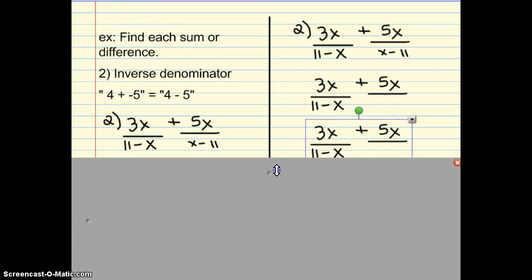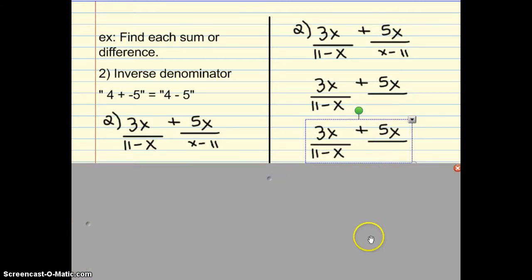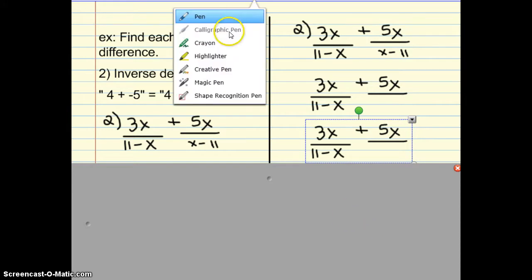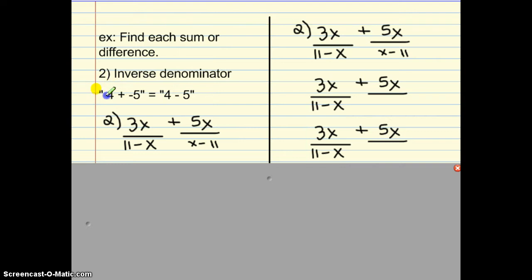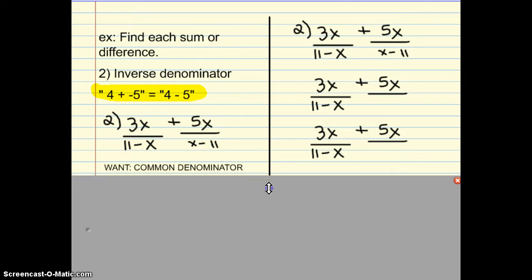Okay, we are going to find each sum or difference. In this next example, we have inverse denominators, and what I want to draw your attention to is the fact that we know if we have 4 plus negative 5 that it's the same thing as 4 minus 5. I just want you to keep that in your head for now. So we have 3x over 11 minus x and 5x over x minus 11, and what we want is a common denominator, because as you can see right now, not exactly the same thing.